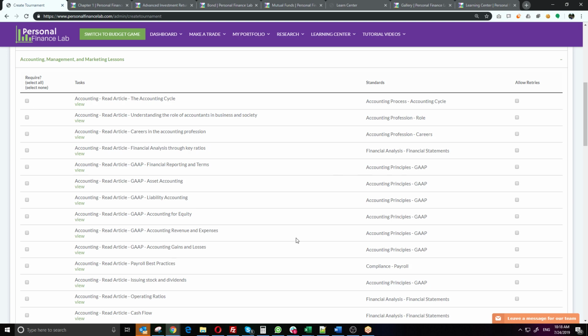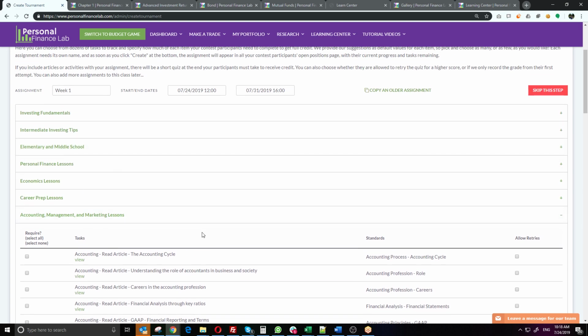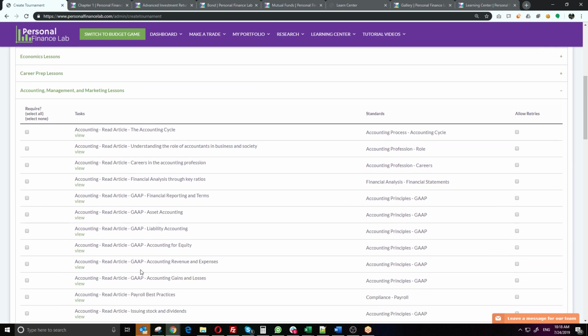So the whole point of Personal Finance Lab is you can mix and match any of these topics as much as you want. So you can grab stuff from personal finance, you can grab stuff from accounting, you can grab stuff from career prep, all in the same assignment. So mix and match to whatever best suits your class.